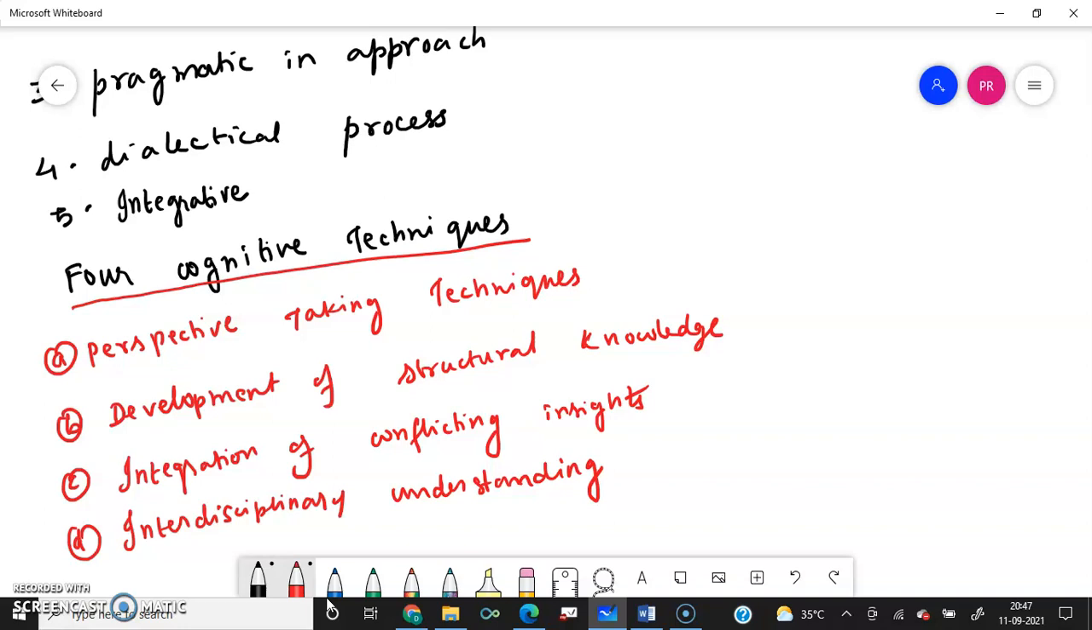The fourth one is interdisciplinary understanding, which increases holistic thinking. We think about not a single perspective but a holistic approach. Higher order thinking, creativity, critical synthesis, evaluation, analysis, and all. We can think about higher order thinking.